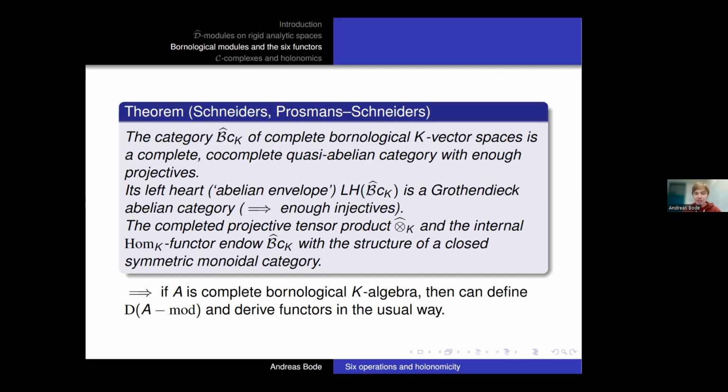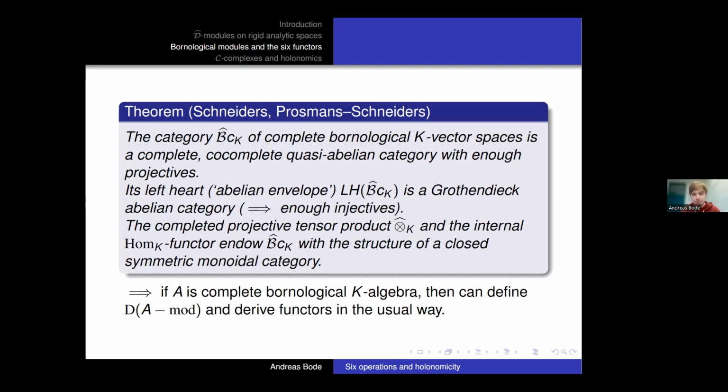All of this together means that if I give you some complete bornological K-algebra, then you can make sense of the derived category of complete bornological A-modules. It works in exactly the same way as if I was talking about some abelian category. You can derive functors because you have injective and projective resolutions. Everything works incredibly nicely.